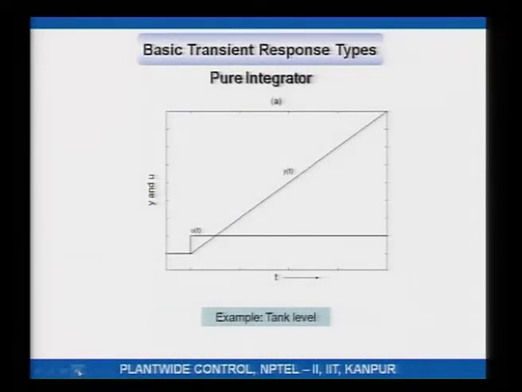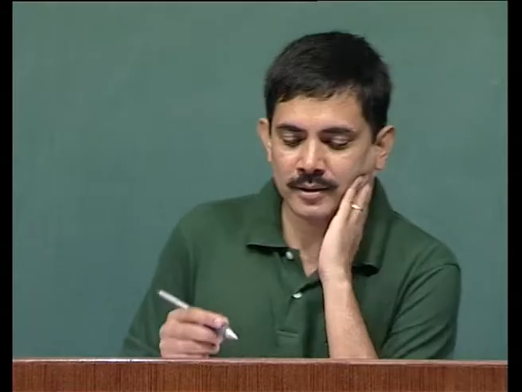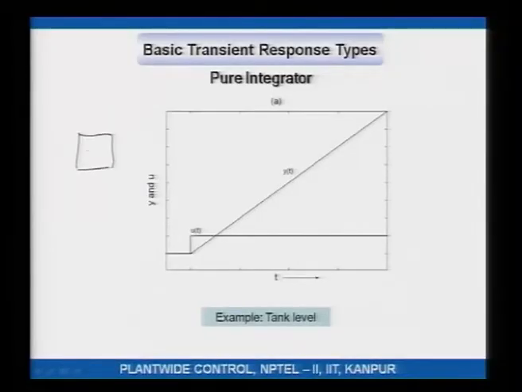Basic transient response types, a pure integrator. What is a pure integrator? A pure integrator is nothing but, well, a pure integrator. So, you have the input and you have the output. So, if the input goes up as a step, the output y would be integral of u dt. So, if u goes from 0 to 1, well, the output is just going to increase as a ramp, and the slope of that ramp is equal to the gain. Okay. What is an example of a pure integrator in process situations?